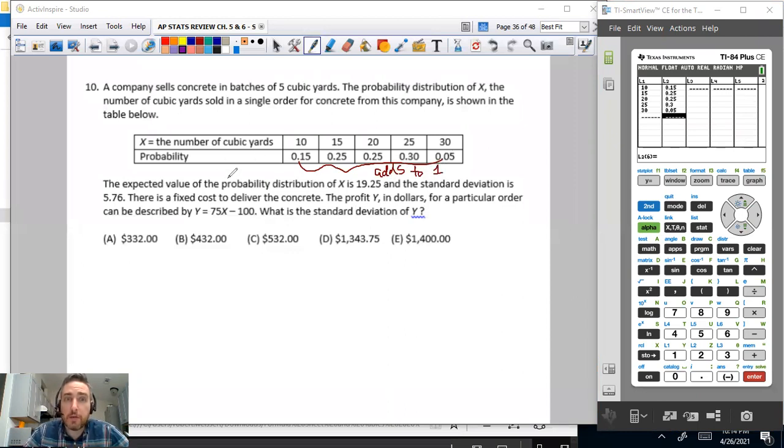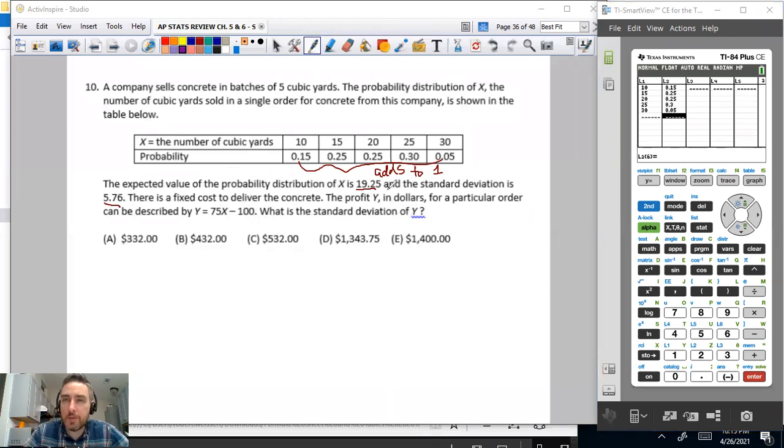The expected value of the probability distribution is 19.25, and the standard deviation is 5.76. There is a fixed cost to deliver the concrete. The profit Y in dollars for a particular order can be described as Y equals 75 times X minus 100. What is the standard deviation of Y?